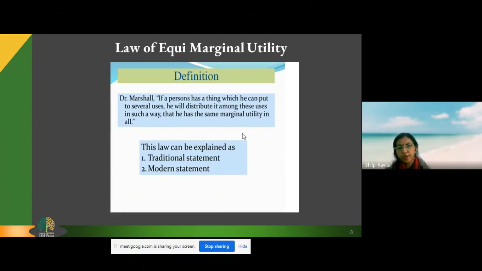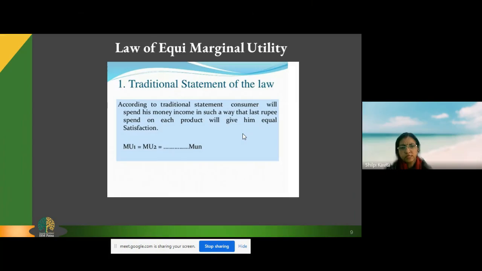This law has been explained in two statements, called the traditional statement and the modern statement. The traditional statement limits its explanation to the income of the consumer, while the modern statement takes a broader approach, taking into account both the income of the consumer and the prices of the goods. The traditional statement states that a consumer will spend his money income in such a way that the last rupee spent on each product will give him equal satisfaction.